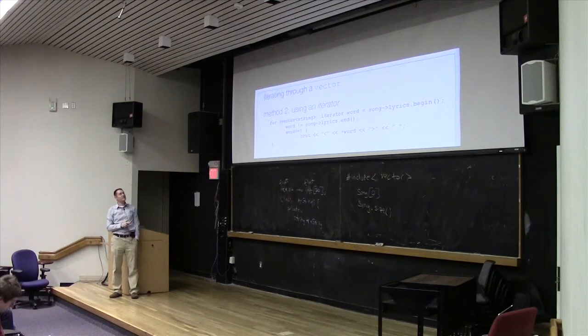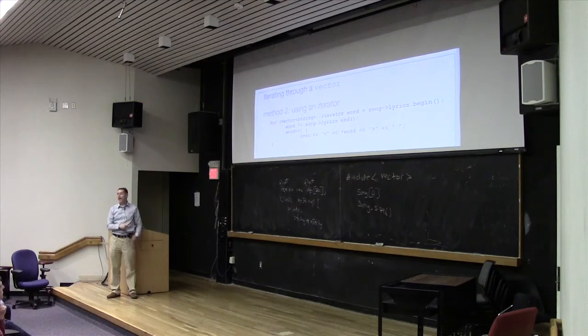So you can say, okay, here's this iterator. I'm going to call it word. I'm not going to call it the index anymore, because it's not an index. And what it equals is song.lyrics.begin. That says the first element in your lyrics. Again, it's not an integer, but it's actually going to be a pointer to a word, as you'll see in a sec.